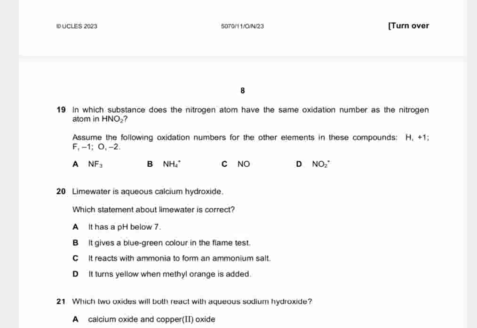Lime water is aqueous calcium hydroxide. Which statement about lime water is correct? It's an alkali. So obviously the correct option is A. It has a pH below 7.